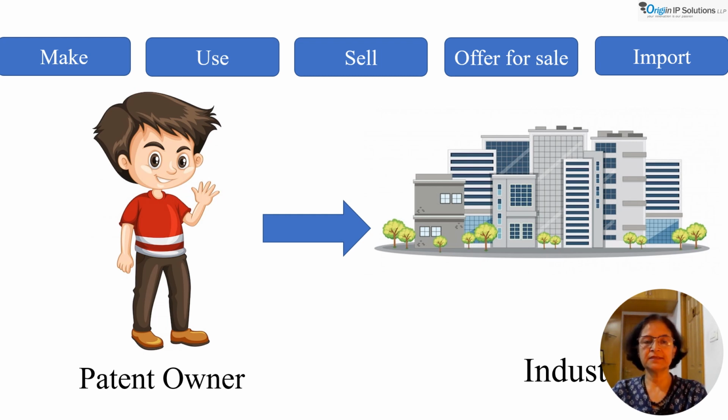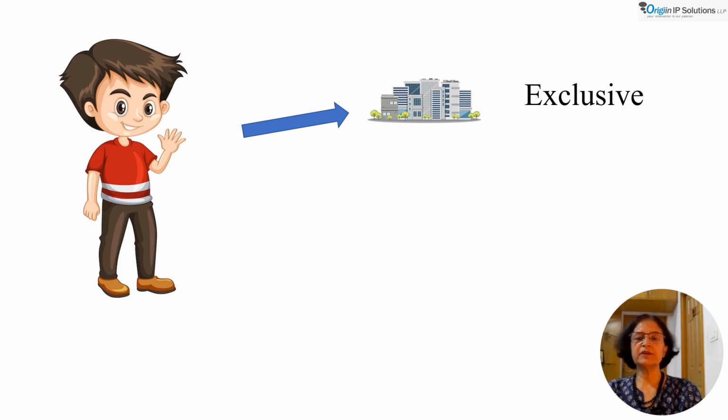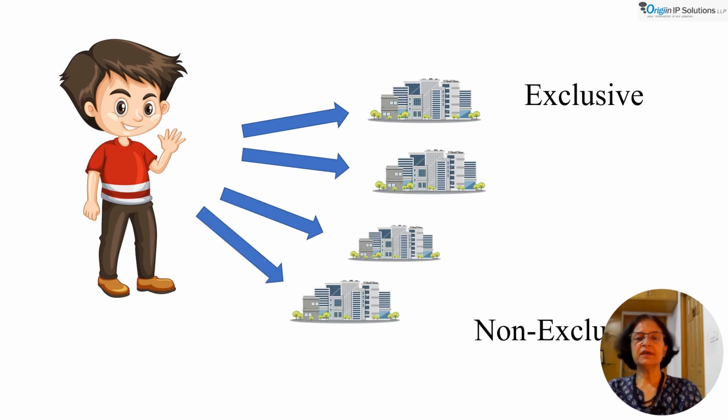Coming to the difference between exclusive and non-exclusive agreement, the exclusive agreement can be granted only to one company by the patent owner, whereas the non-exclusive agreement can be granted to several companies. So this is the core difference between these two kind of agreements, that exclusive can be granted only to one company, whereas non-exclusive agreement can be granted to multiple companies.